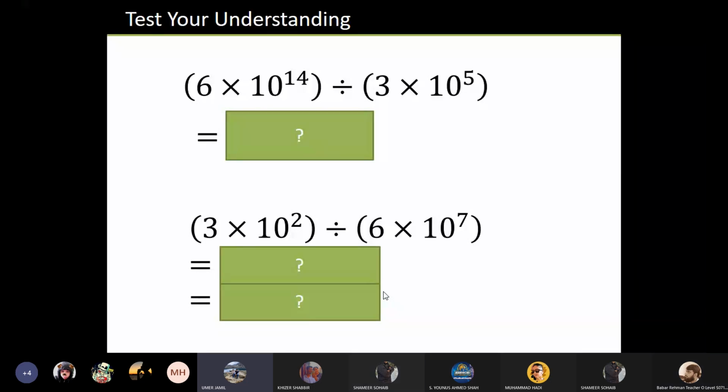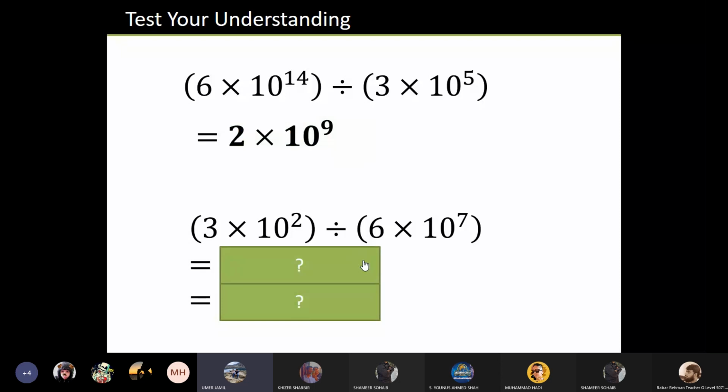The answer will be 2. Then we multiply. The multiply sign will come. And 10 to the power of 14 and 10 to the power of 5, the base will remain the same, and it will be 2 multiplied by 10 to the power of 9. Please reveal the answer.